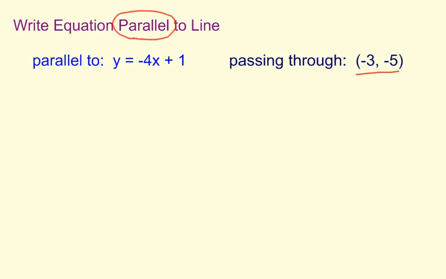What we want to remember about parallel lines is parallel lines have the same slope. So if we want to be parallel to this line they gave us, I want to have the same slope that they have. And so we want to look at this y equals -4x plus 1 and pick out the slope from there. And I notice the slope is going to be in front of our x value. So our slope is -4.